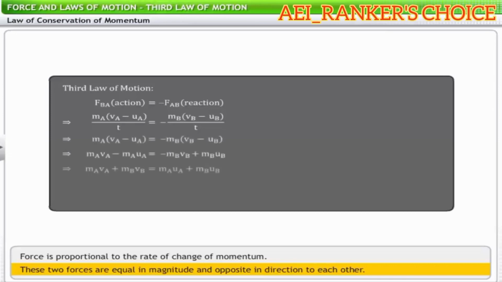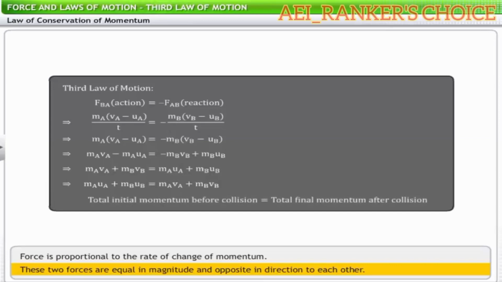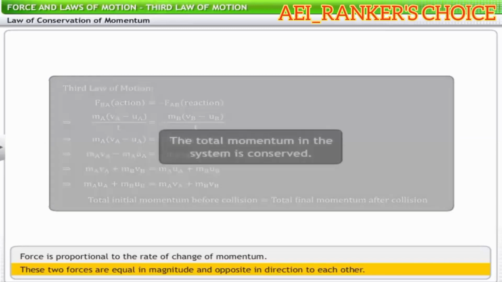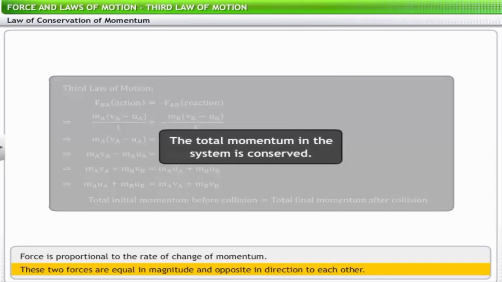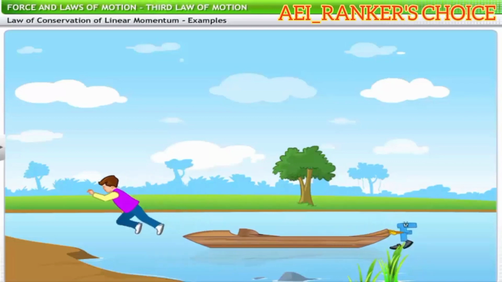By equating both these forces and simplifying the equation, the sum of the initial momentum of both the spheres before collision is equal to the sum of their final momentum after the collision. Hence, we can conclude that the total momentum in the system is conserved. You can observe the phenomenon of the conservation of linear momentum in a variety of everyday activities. For example, look at Jim getting off the boat.